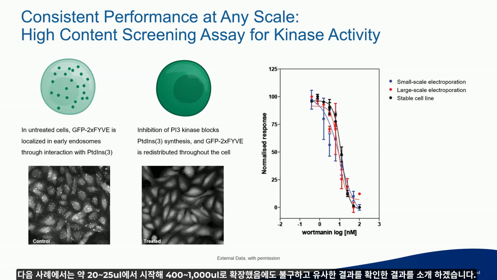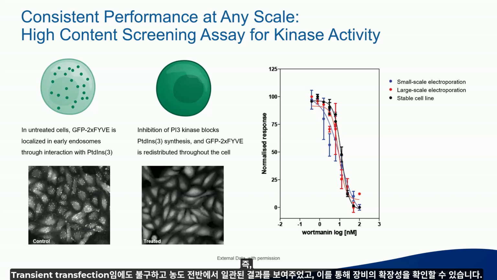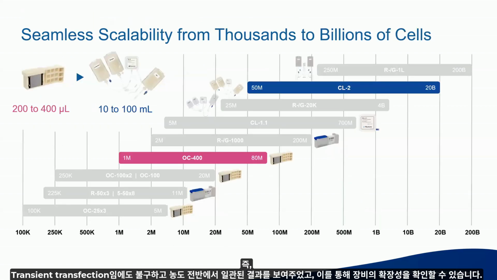And so basically, this is just the output reading, and you can see that for the small scale in blue and the large scale in red, they all look very similar, including similar to a stable cell line, whereas this is transient transfection. All look very similar at different concentrations. And so this shows you some scalability with our instrument.